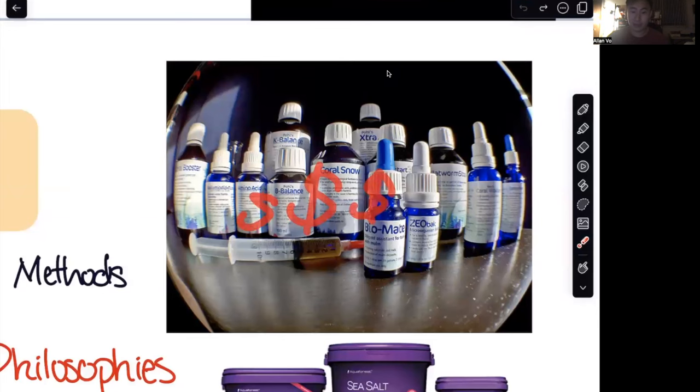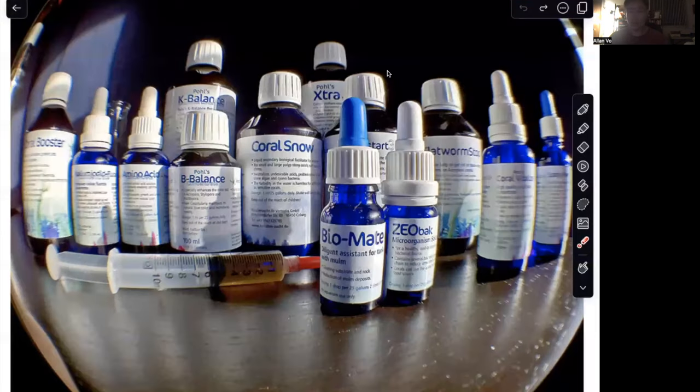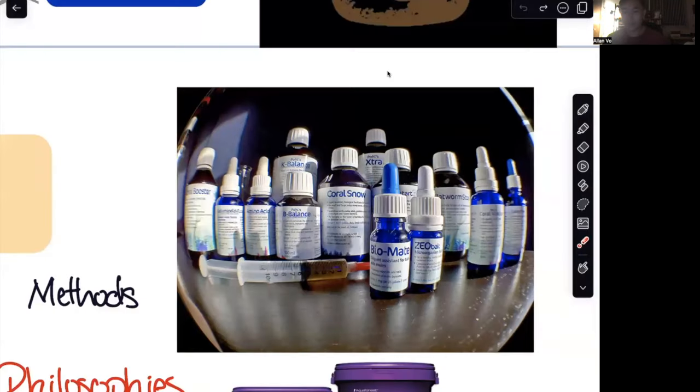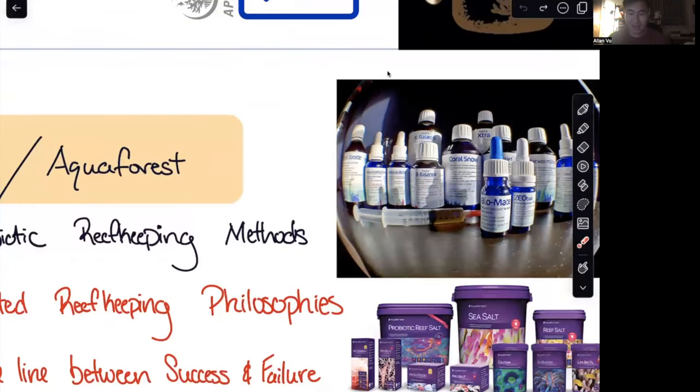This picture is money right here. This is the money shot. If I had this cabinet, yeah, it'd be nice. I know it'd be rich.